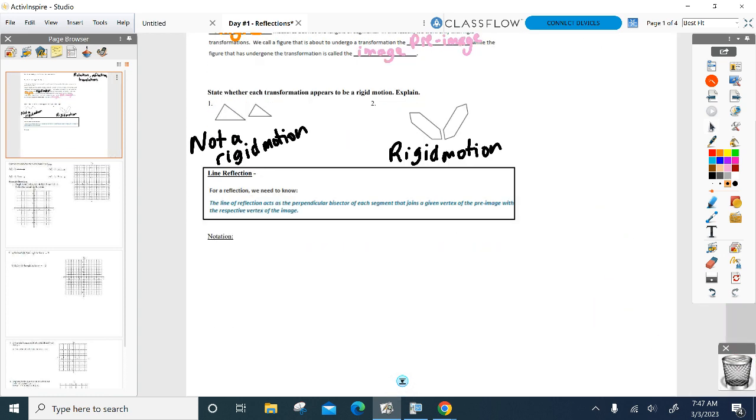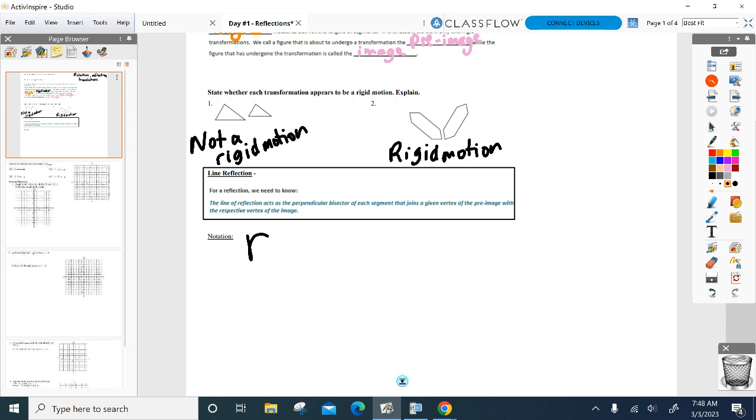All right, we're going to talk about one of these rigid motions today, which is a reflection. We're going to flip stuff today. For notation, because you don't want to write the word reflection all the time, we're going to use a lowercase r. Lowercase r represents a reflection. I'm doing a reflection.